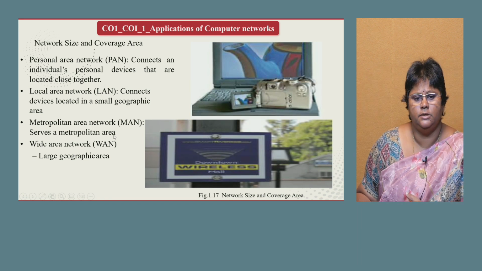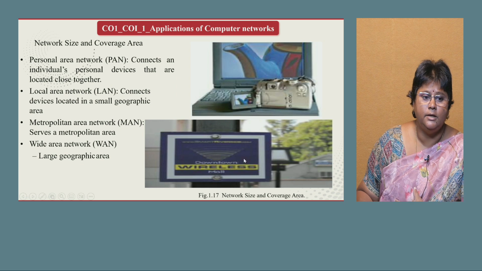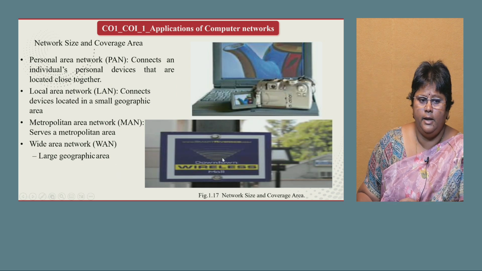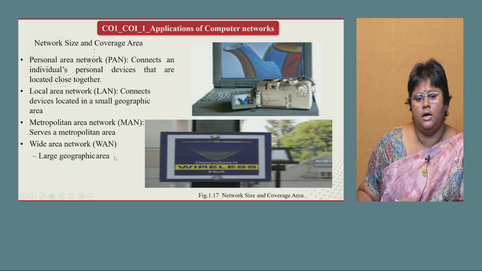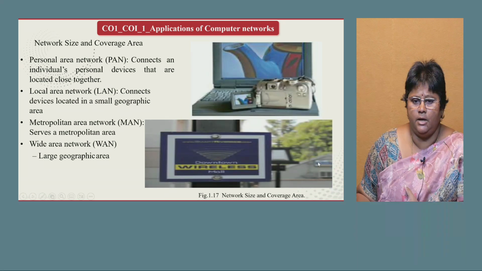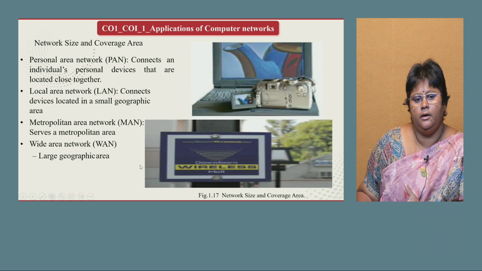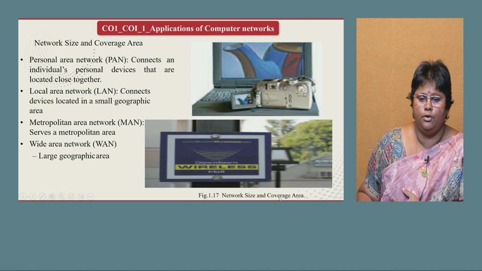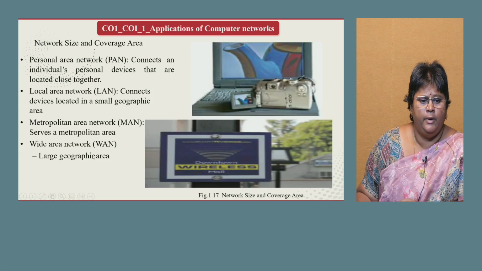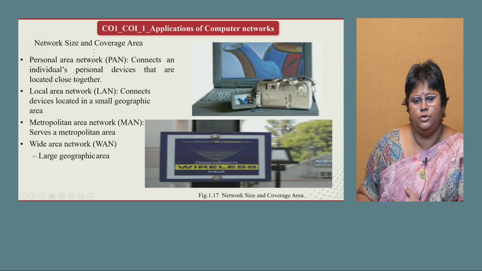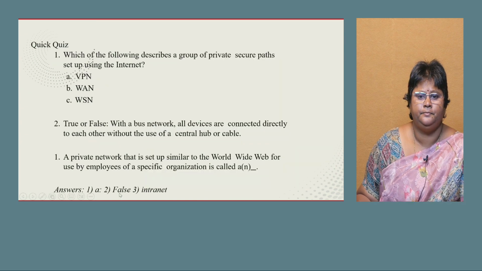Then there is the metropolitan area network. It serves a metropolitan area, which is wider than your local area network. The next network is called a wide area network. It covers a large geographical area, like our complete state or our complete country. These are bigger geographical areas in which we communicate with devices. The wide area network has different protocols, and the local area networks have different protocols, and we should be able to communicate between these two different structures.